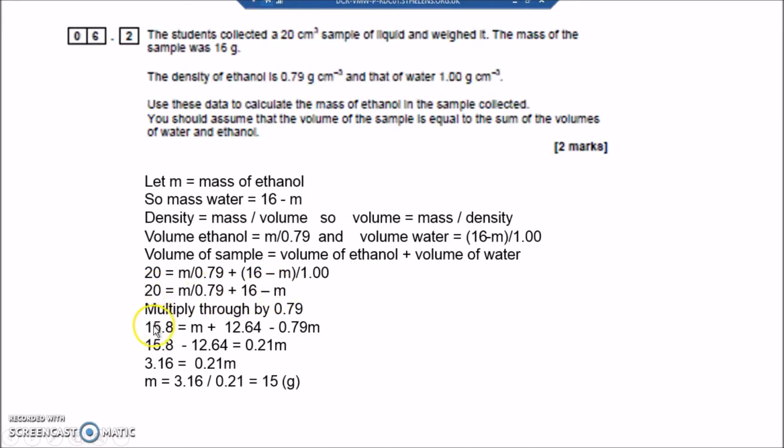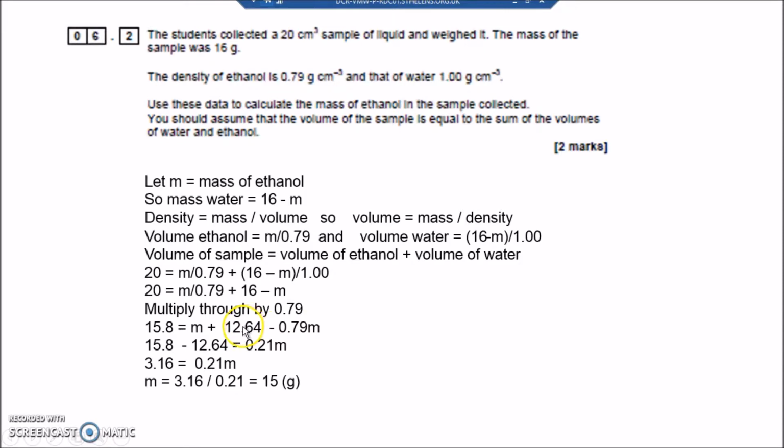Now I don't like divide by 0.79, so I'm going to multiply everything through by 0.79. 20 multiplied by 0.79 is 15.8. M divided by 0.79 multiplied by 0.79 cancels out the 0.79, that just equals M. 16 multiplied by 0.79 is 12.64, and M multiplied by 0.79 is 0.79M. Take away M, take away 0.79M.